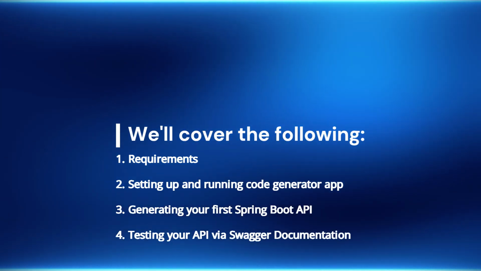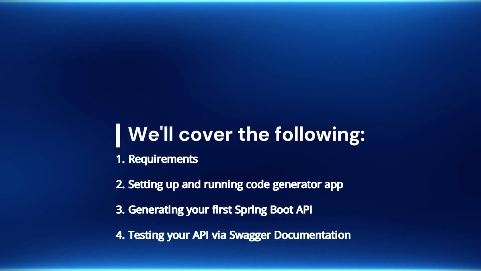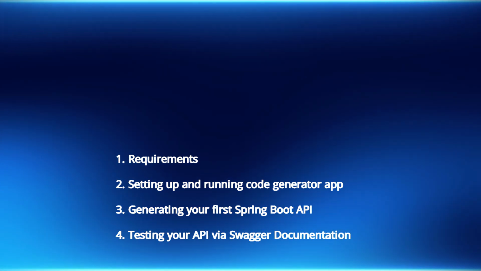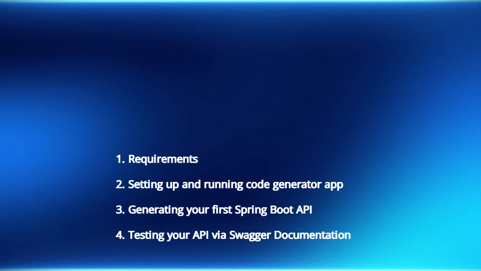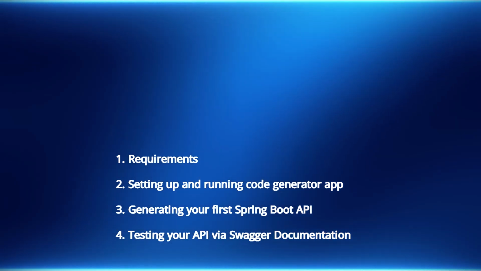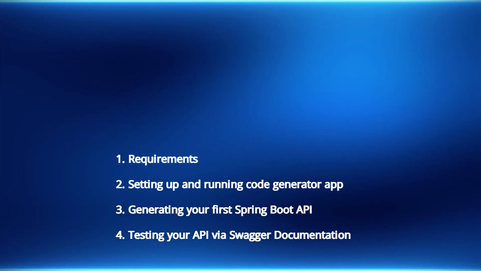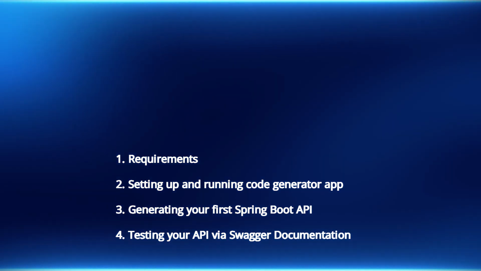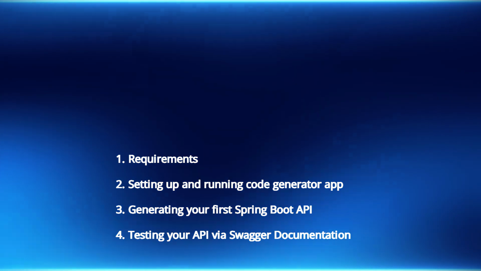We will address: 1. Prerequisites, that is Java and MySQL. 2. Configuring the setup and spinning up the code generator on the local server, Apache Tomcat. 3. Generating your first Spring Boot API. And finally, testing your Spring Boot API using Swagger documentation. Let's get started.